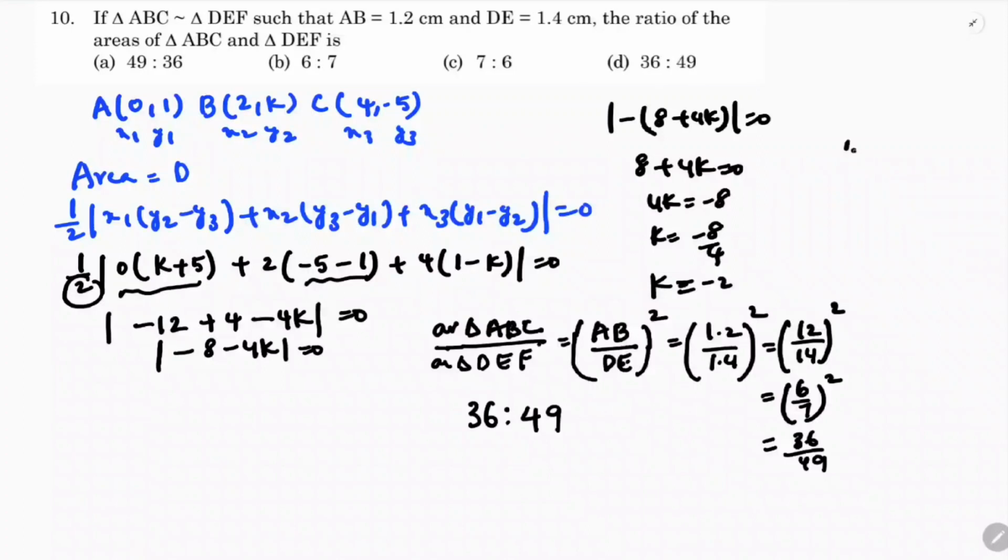Here, see, 1.2 by 1.4 you can write as 12 by 10, 14 by 10. The 10s cancel, so 12 by 14, which is 6 by 7. If you square it, you get 36 by 49. So the correct option is D.